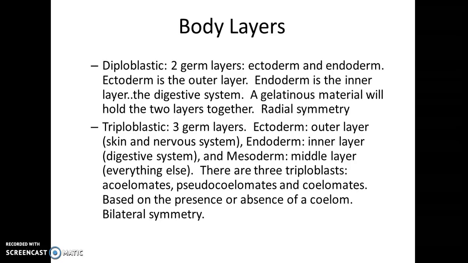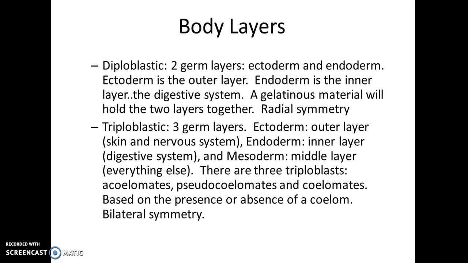The outer layer will become the nervous system and muscles and tissue. The inner layer will become the digestive system. Now, there's usually a gelatinous material that holds the two layers together, and diploblastic animals have radial symmetry. So, if I tell you that, then you should know that porifera, sponges, and cnidarians are diploblasts. They have two body layers.